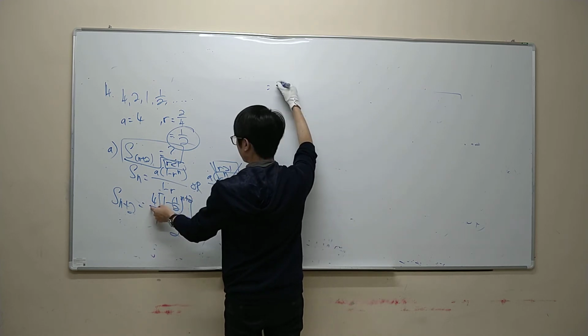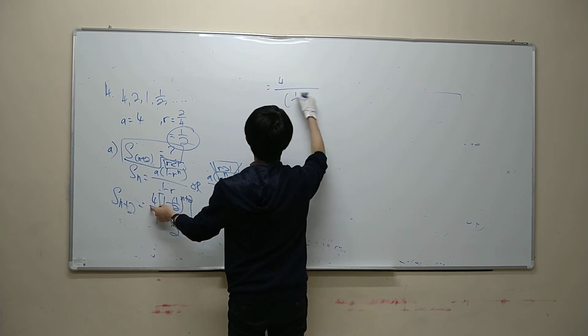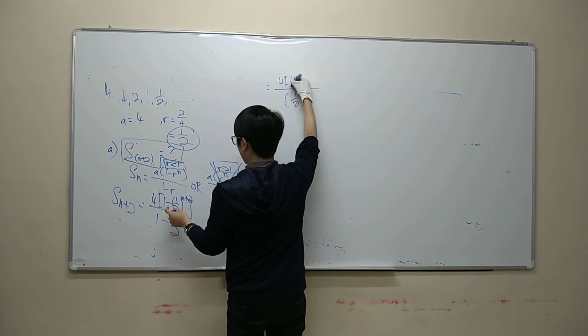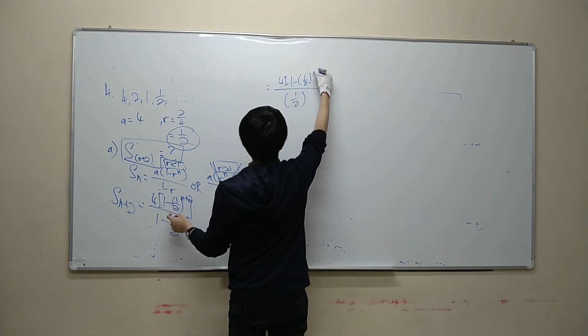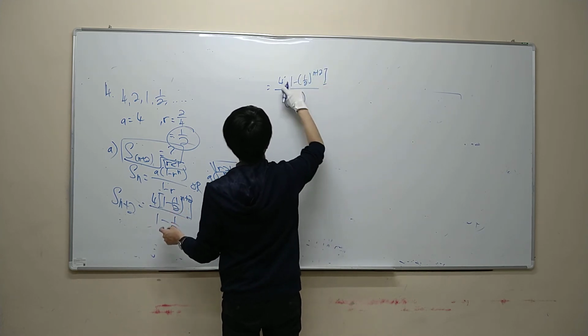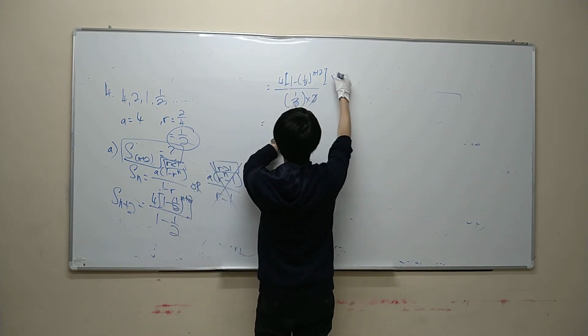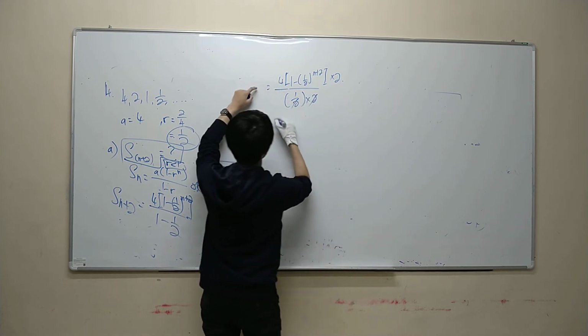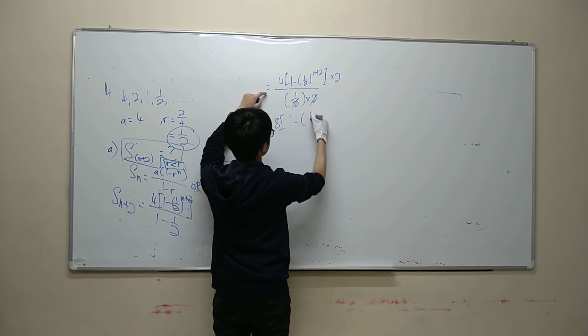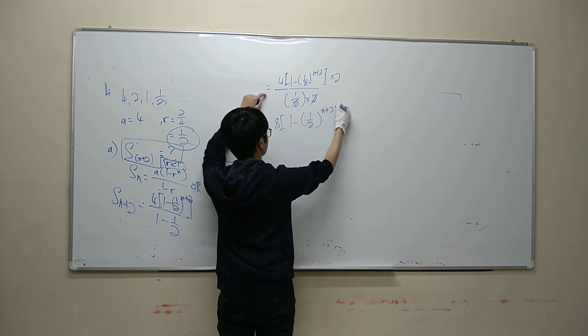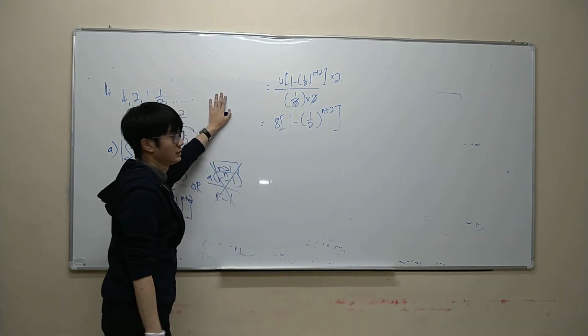Okay, so it becomes like 4. Here is still 1 over 2. Here will be 1 minus 1 over 2 power n plus 2. Right? And then, do the same thing lah, matikan, times 2, potong. So here times 2, so it becomes 2 times 4 is 8. And then n plus 2, right? Betul?